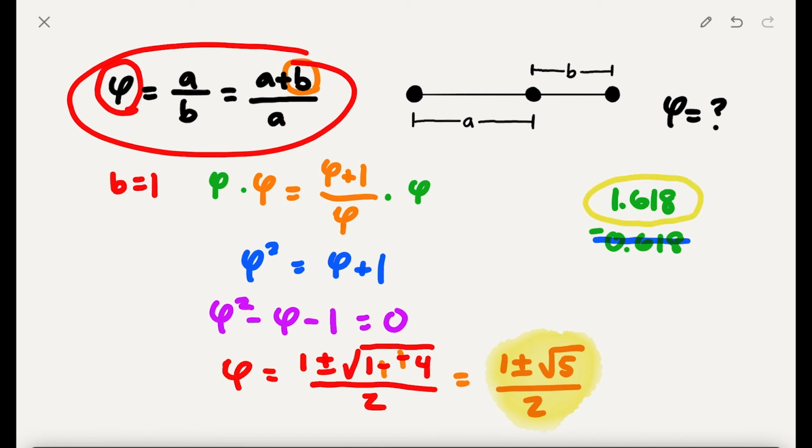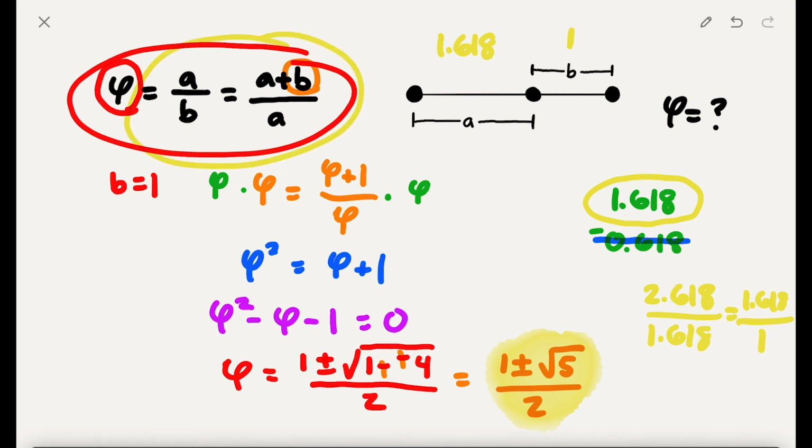Okay, so essentially, if B was equal to 1, A would have to be equal to around 1.618, and basically, if you add that 1.618 and 1, you'd get 2.618, and if you divide this by 1.618, it's going to be about equal to the 1.618 divided by 1, which is B. Okay, that's essentially what we found. We found the value that makes this thing right here true, if B is equal to 1.